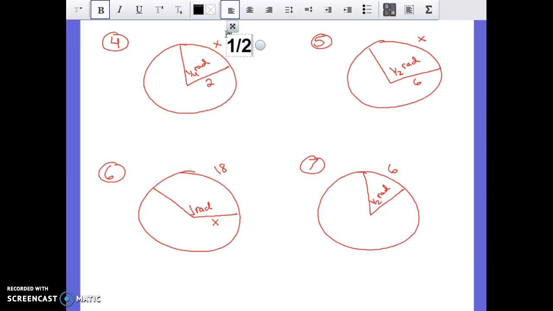So that is what x would be. So if I took the radius, 1/4 of it, and wrapped it around the circle. Okay, so number 5, now I have a half a radian, and this is 6. So if my radius is 6 and I only wrap half of the radius around the circle, that would be 3. Now 1 radian is pretty simple because it's just going to be the same thing.